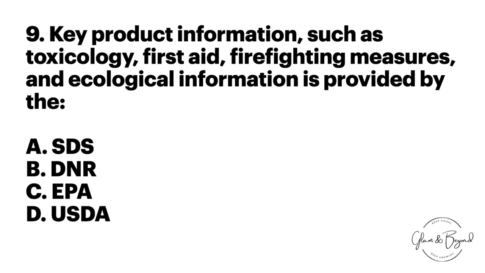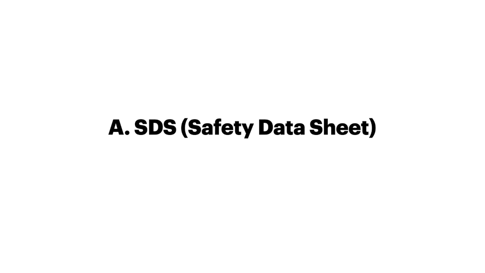Number 9, key product information such as toxicology, first aid, firefighting measures, and ecological information is provided by the A. SDS, B. DNR, C. EPA, D. USDA. The answer is A, SDS.